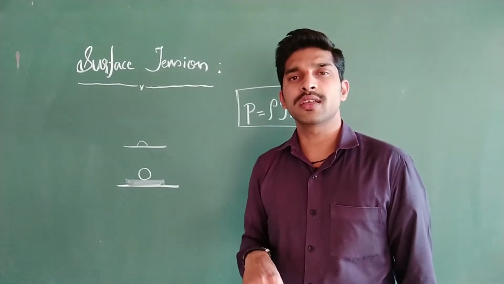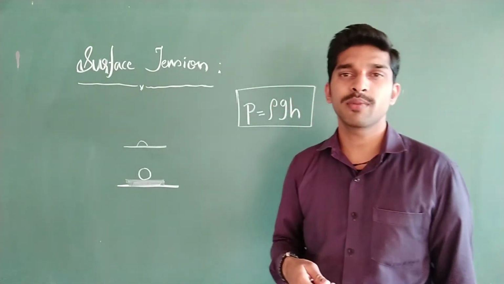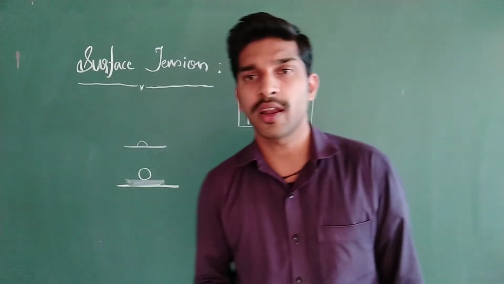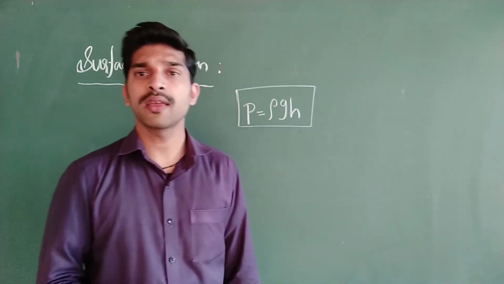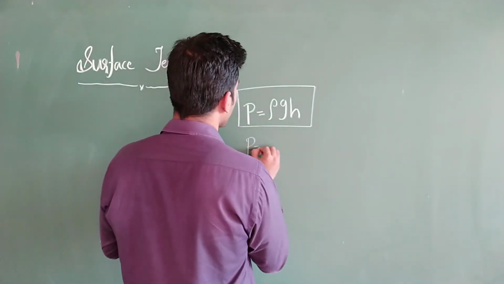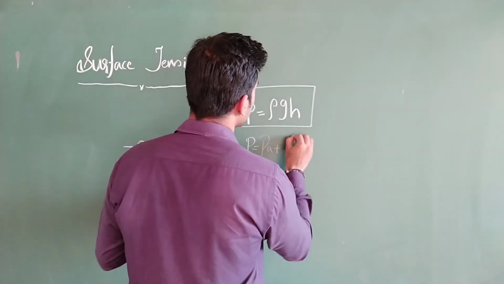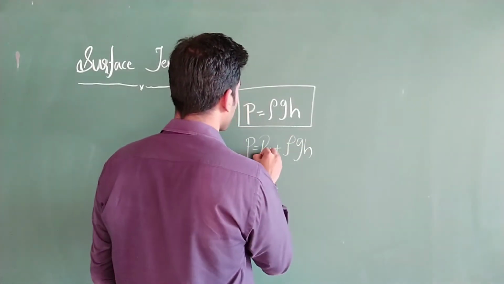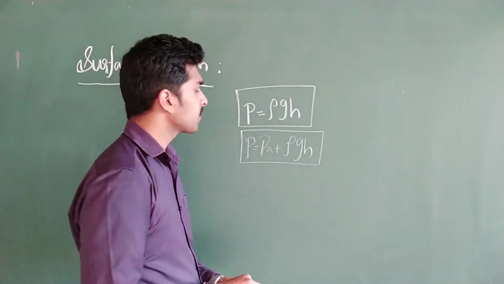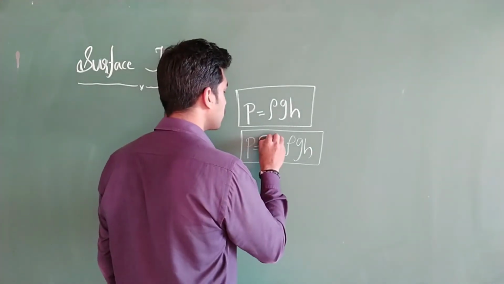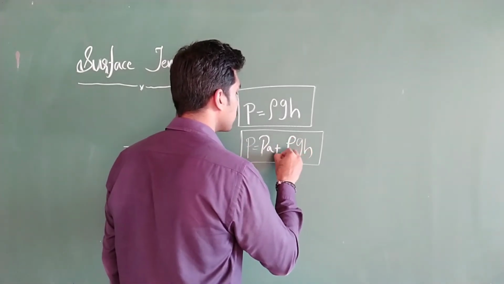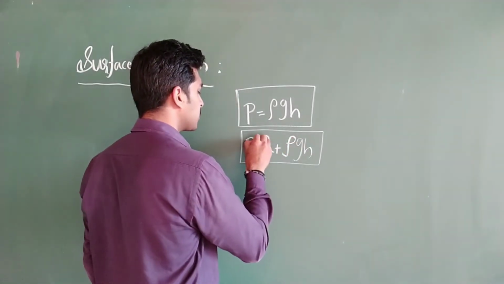On the other hand, if I consider that the atmosphere is also exerting some amount of pressure, which is treated as atmospheric pressure, so if the atmosphere is also applying pressure, what are we going to write? P is equal to P_A plus rho g h. This is nothing but the total pressure P.